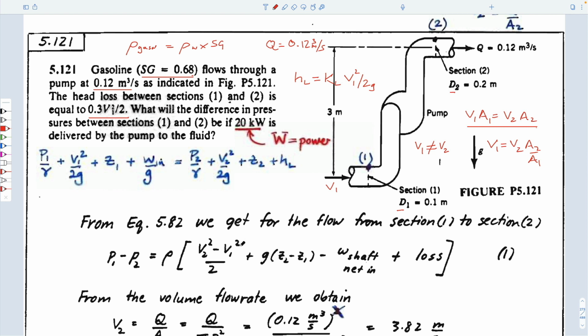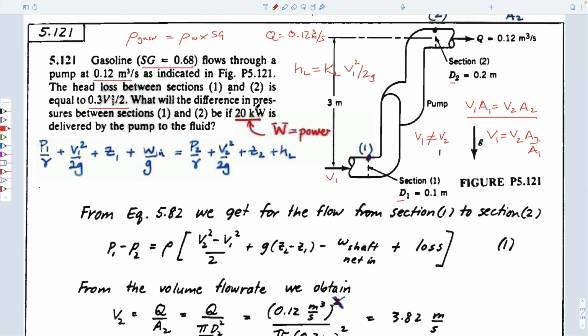So what do we know about this system? What's it asking? It's saying if we have a 20 kilowatt pump in the system, what's the difference in pressures? So P1 minus P2 equals the difference in pressures. I always write Bernoulli this way. They've written it differently here, but I choose to write it this way because it's easier for me. We don't know what this pressure is. We don't know what this pressure is.